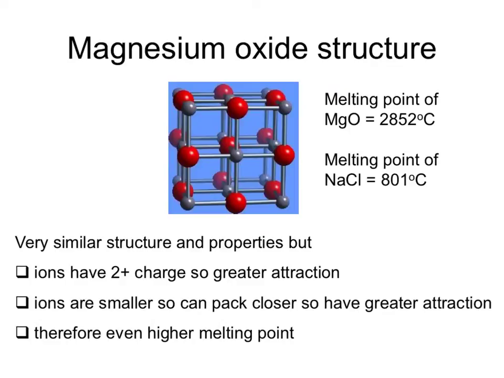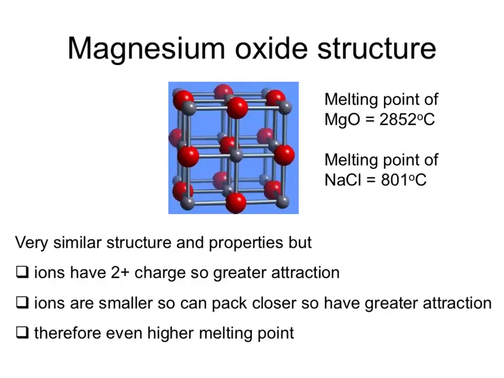But here, of course, the difference is that magnesium and oxygen are in different groups to sodium and chlorine in the periodic table. In order to form an ion, magnesium needs to lose 2 electrons and oxygen needs to gain 2 electrons. So the charges are Mg2+ and O2-.